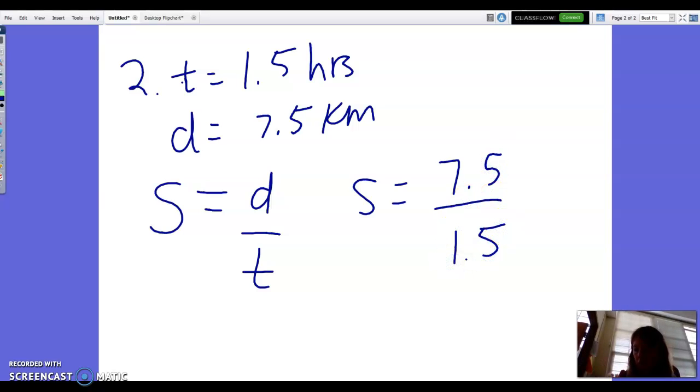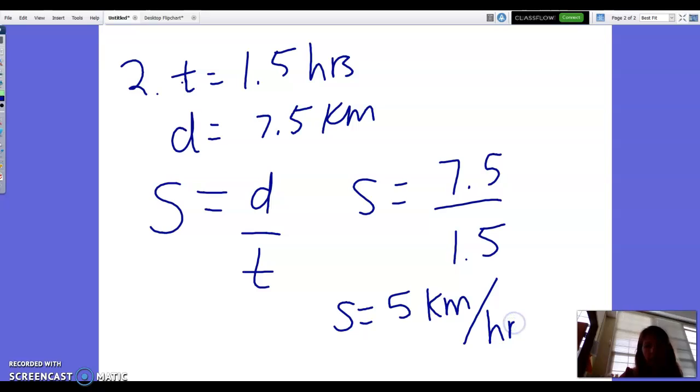And this is where you need a calculator. And I'm going to get s equals 5. I have to have my units. And so my distance unit was kilometers. And my time unit was hours. So that is going to be 5 kilometers per hour.